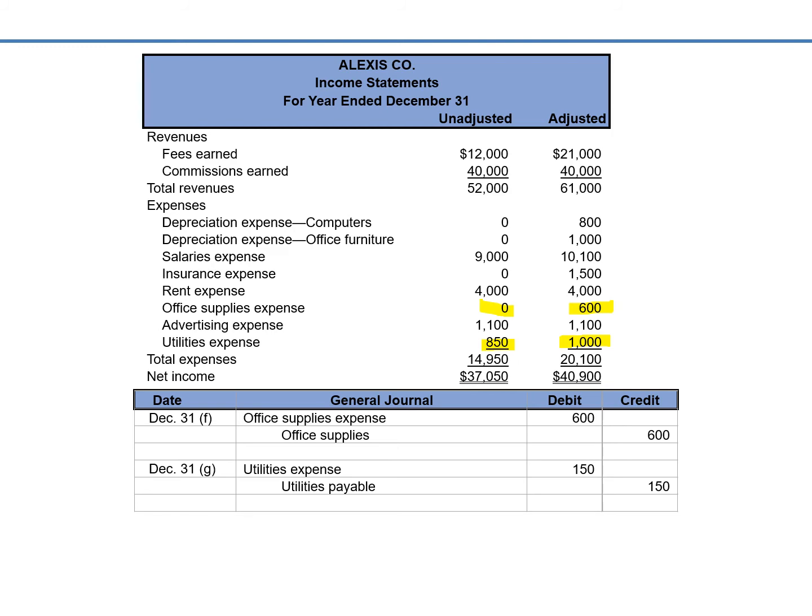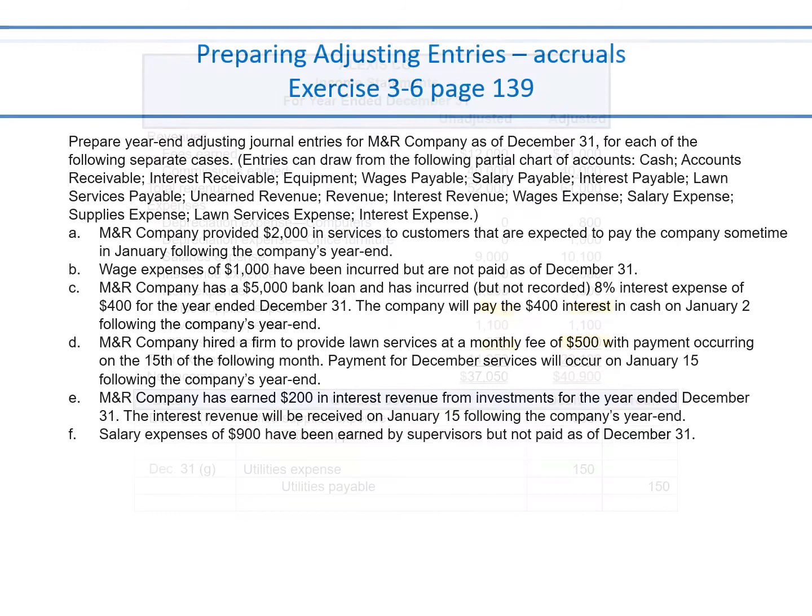Okay, so hopefully you did well on those. Let's move on to the next. All right, so in this example, they're asking us to prepare the adjusting journal entries for M&R Company as of December 31st for each of the following separate cases. The entries can draw from the following partial chart of accounts, and they list all the accounts for us. We have to record the entries for A through F.